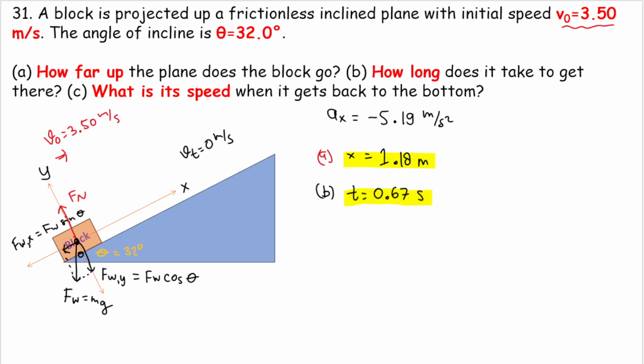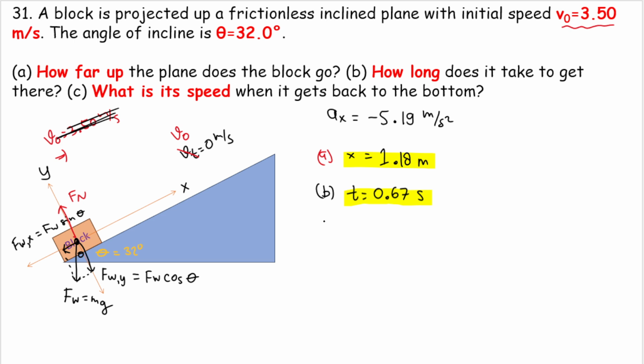For question C, what is its speed when it gets back to the bottom? To find the speed when it gets to the bottom, we need to change this into the initial speed, and change this into the final speed that we don't know yet. So we pretend that it is unknown.